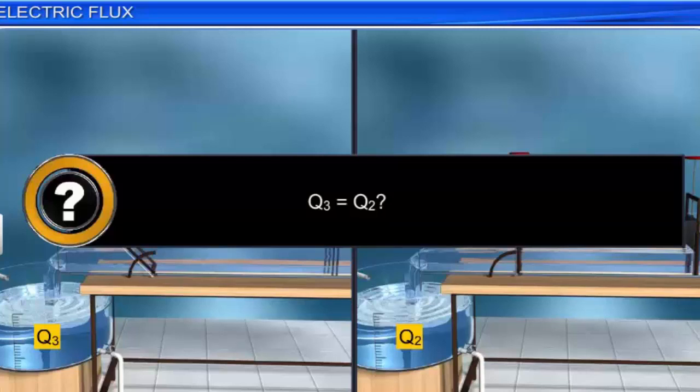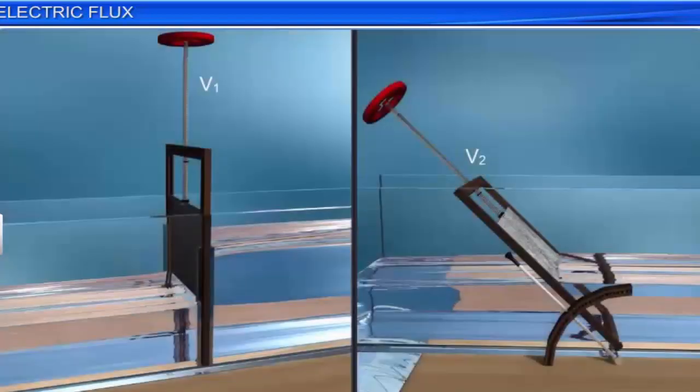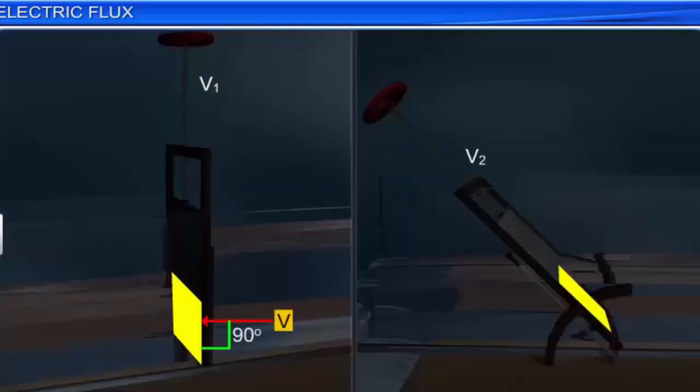Why is Q3 equal to Q2 when the area of opening of the two valves is different? This is because the area of opening of V2 is more than that of V1. V1 is kept perpendicular to the direction of flow of water, whereas V2 is kept at an angle to the direction of flow of water.